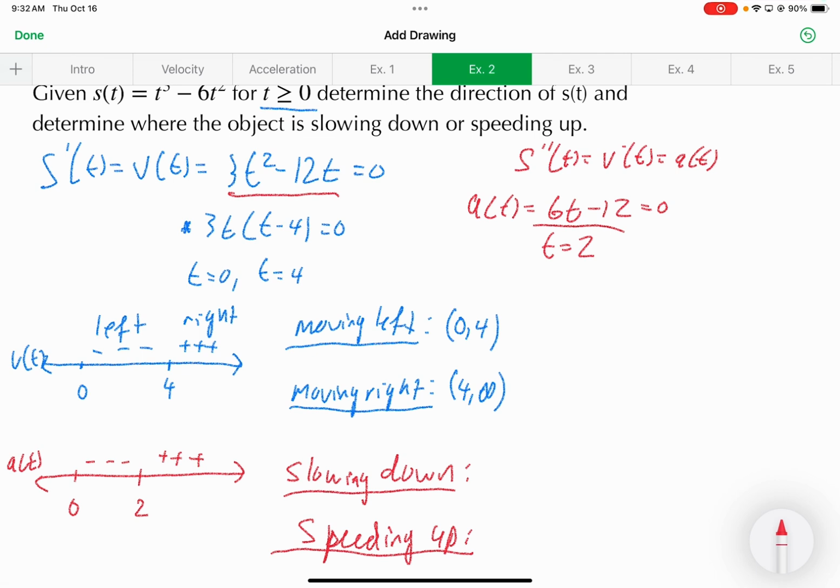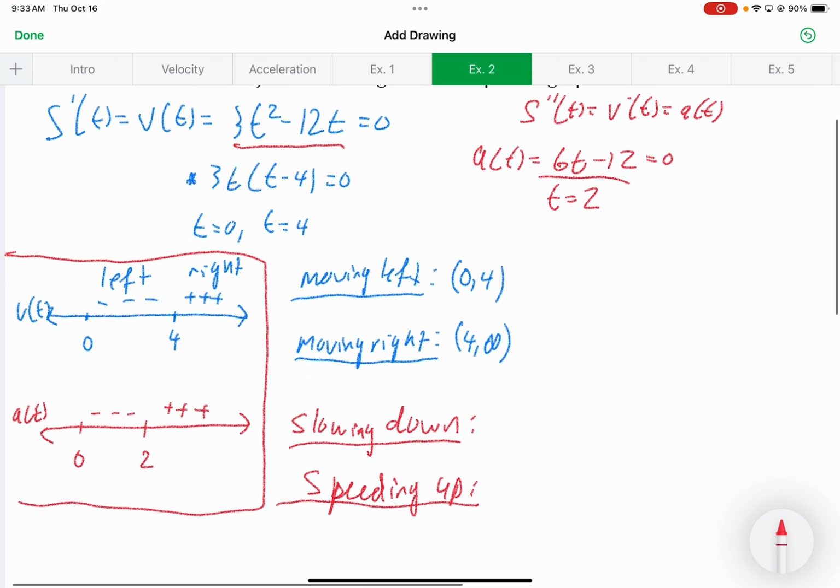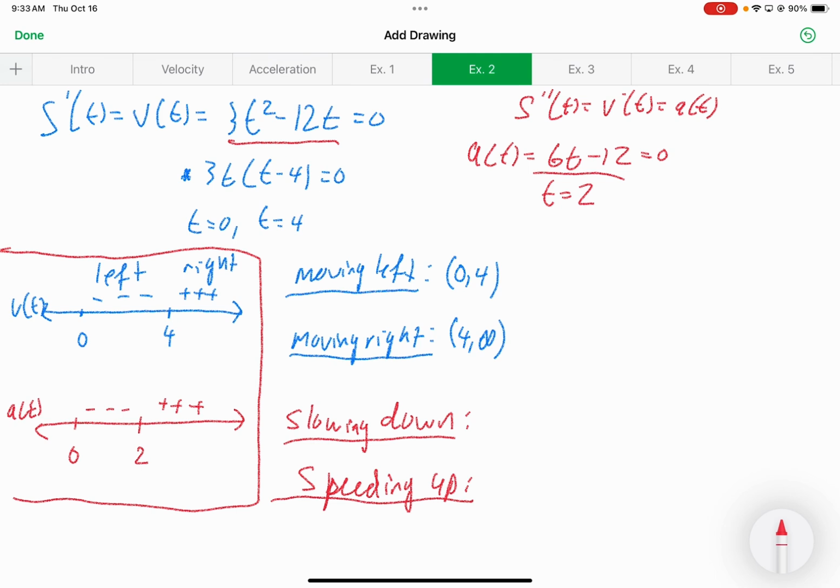So I look between these two sign analyses, I think that's the plural of analysis, I don't know. Where do they have the same sign? 0 to 2. Both of them are going to be negative from 0 to 2. So what would we say our particle is doing from 0 to 2? Speeding up. Good.